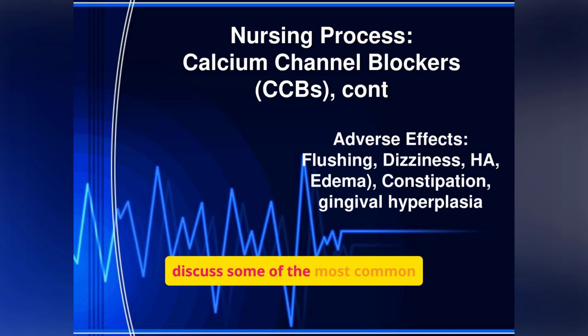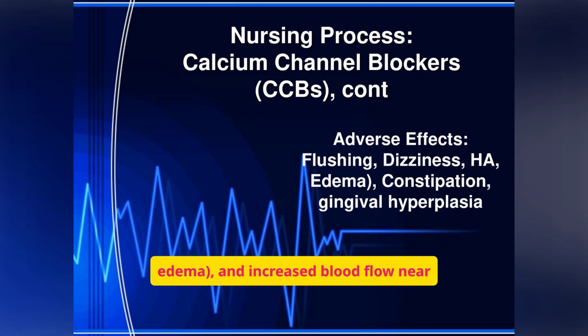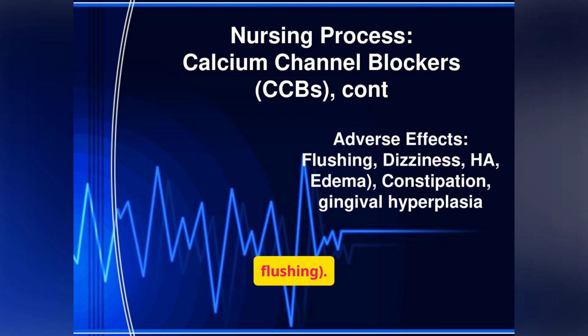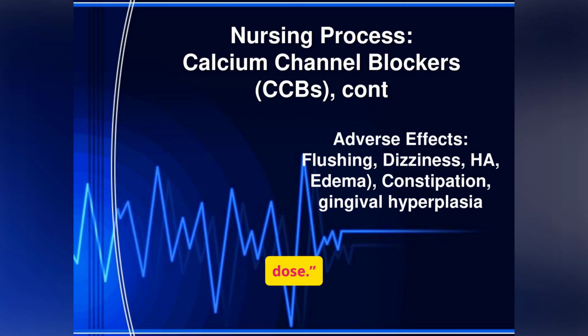Calcium channel blockers can cause a range of adverse effects. We'll discuss some of the most common side effects, such as flushing and edema. These side effects happen because the blood vessels are relaxing and widening, which can lead to pooling of blood in the lower extremities, causing edema, and increased blood flow near the skin, causing flushing. Constipation, headache, and dizziness are also common. If your patient complains of ankle swelling or puffy hands, what's your first move? That's your cue to reassess fluid retention and possibly adjust the dose.